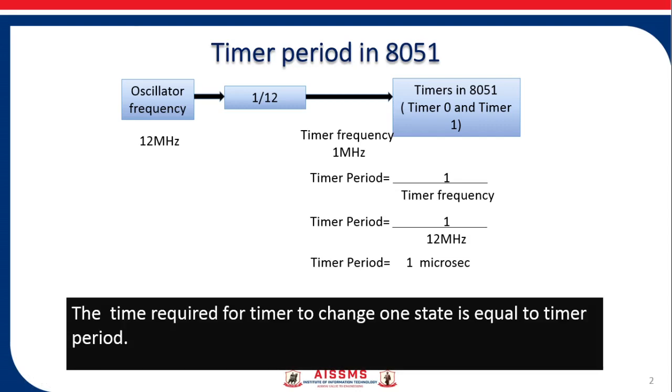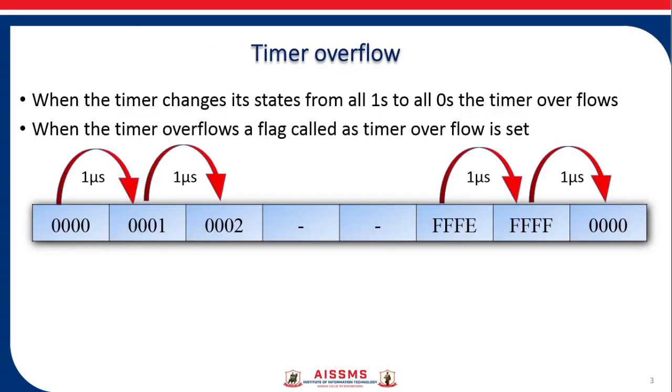Next, we'll see what a timer overflow is. Whenever the timer changes its state from all ones to all zeros, we say that the timer has overflowed. So if the initial count in the timer is 0000 and you start the timer, it will start counting from 0000. Ultimately, it will reach the state FFFF, and when it changes its state from FFFF to 0000, we say that the timer has overflowed.